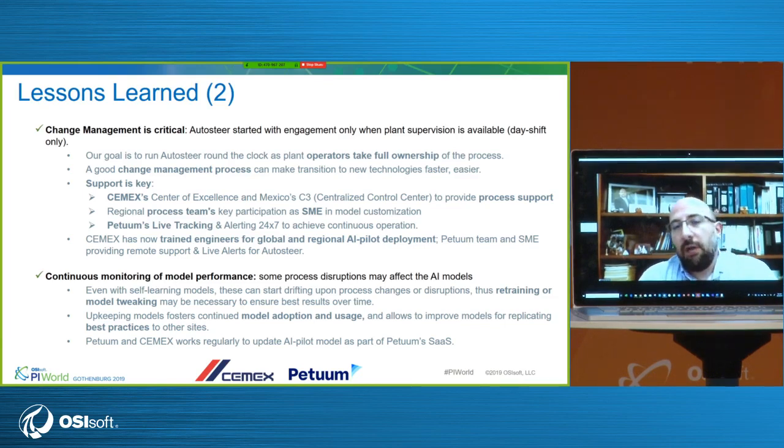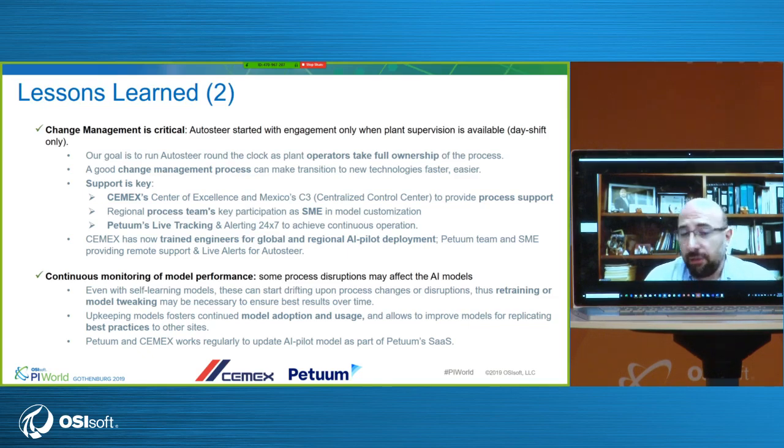In our case, CEMEX has a center of excellence and Mexico's C3 to provide process support. Also, there are process support teams that provide the subject matter experts to customize our models and fine tune the differences from one plant to another one. And we are also taking advantage of Petuum's live tracking and alerts to see if there are process disruptions or data disruptions that prevent us from using the autopilot because we want to use it 24/7.